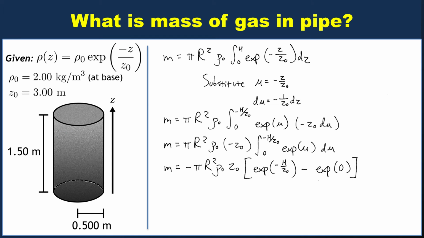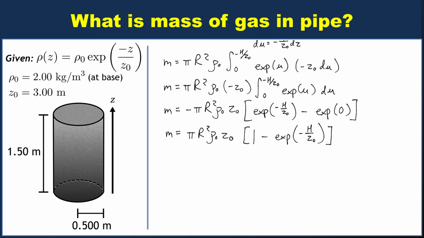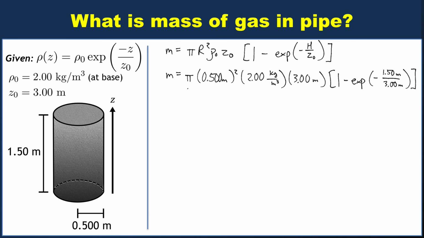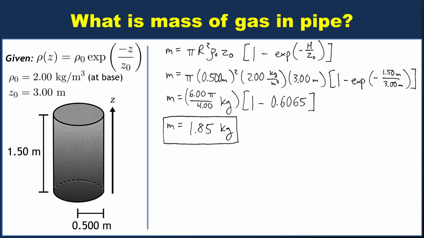So let's look at the two limits here, remembering that the exponential of 0 is not 0, it's 1, and we'll put that minus sign back in, we get this expression here. So we're now in a position where we could actually go in and insert values for rho naught and z naught, remembering that in this case, h has to be 1.5 meters, right? Because we said that the base was at 0. So we put all that stuff in, and now we just need to multiply it all out. We get that the mass of gas inside this pipe is 1.85 kilograms.